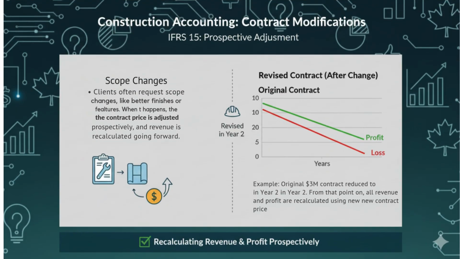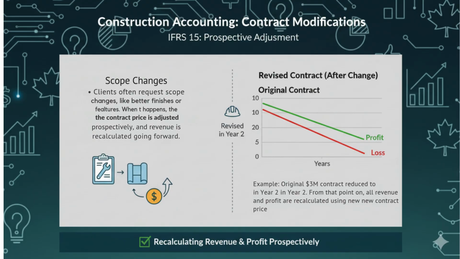Finally, let's talk about a scenario you'll definitely see in practice: when the client changes the contract partway through. Clients often request scope changes, like better finishes or additional features. When this happens, the contract price is adjusted prospectively, and revenue is recalculated going forward. Example: original $3 million contract reduced to $2.6 million in year 2. From that point on, all revenue and profit are recalculated using the new contract price.